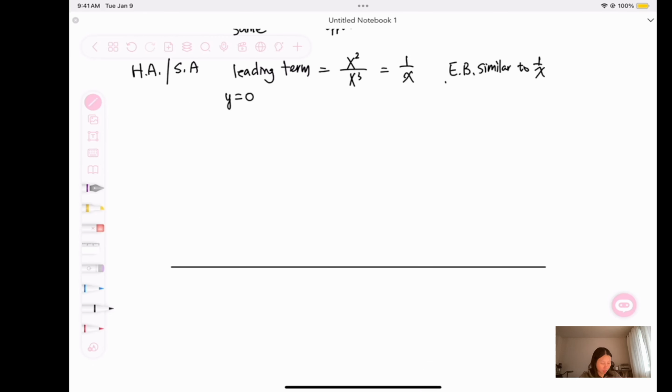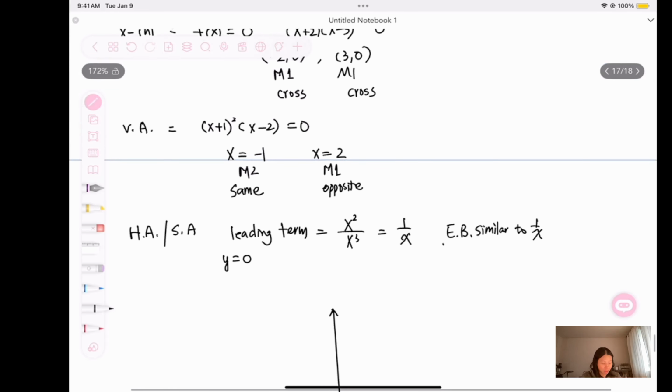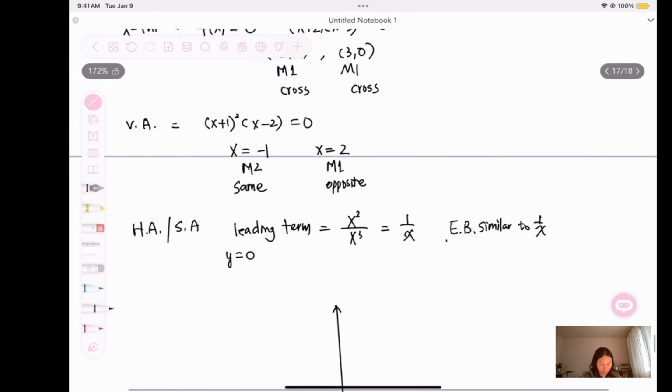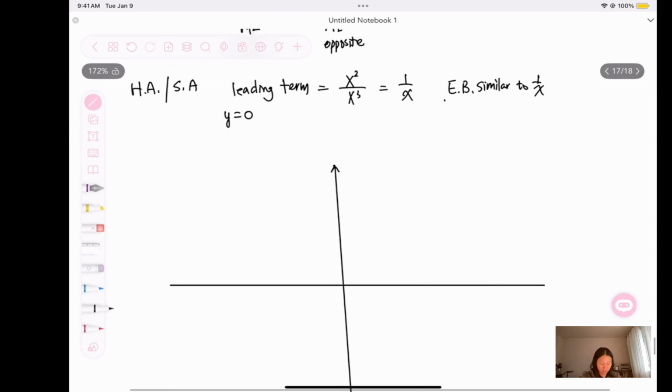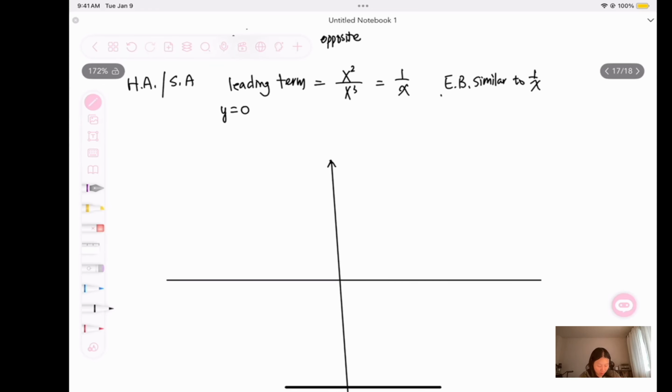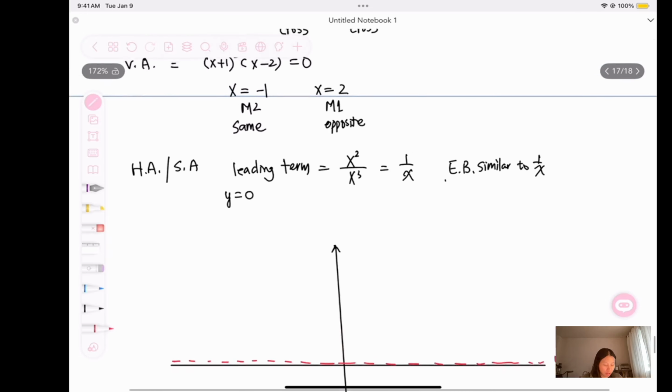For the graph, we know that the end behavior will be similar to 1 over x. Well, let's draw the asymptotes first. The horizontal asymptote is y equals 0. In order to separate them, you will see it's not overlapping, but actually y equals 0 should overlap with the x-axis. I want you to see that, so that's why I don't have it drawn on here.